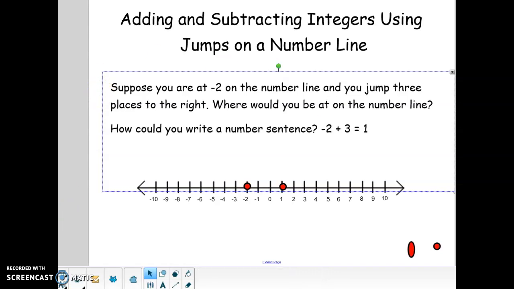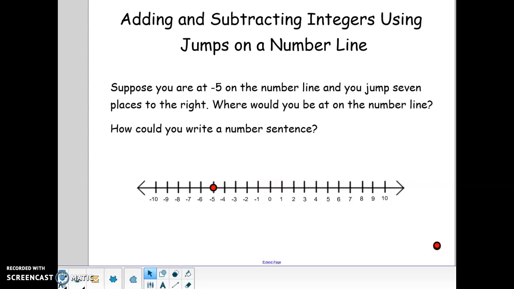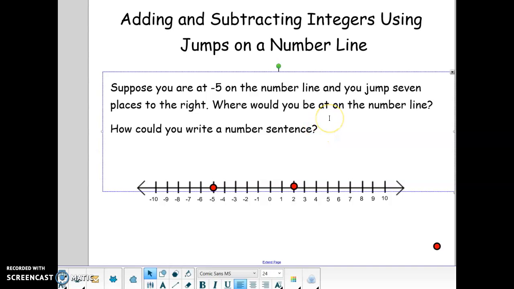Okay, here's another example. I start at negative 5 on the number line. So here's my negative 5. I'm going to jump 7 places to the right this time. So I'm going to go 1, 2, 3, 4, 5, 6, 7 spots. So I'm at positive 2. I have to figure out how I would write a number sentence for what I just did. So I started off at negative 5.